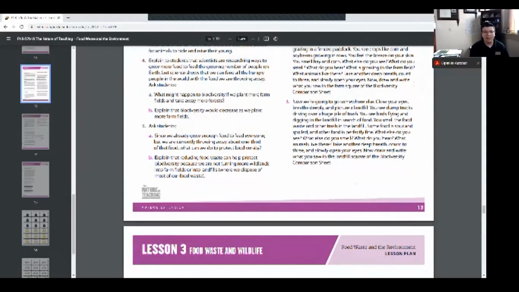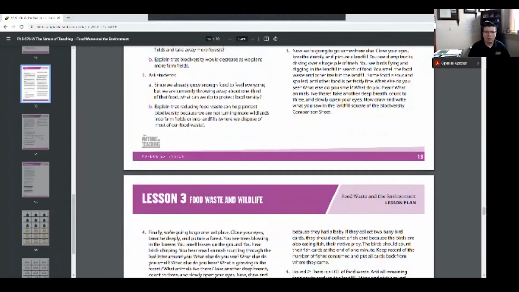Point B, explain that biodiversity would decrease as we plant more farm fields. So knowing that we're already producing enough food if we stopped wasting so much, drive that point home again and discuss that we've already got enough farms. We need to reinvigorate and help those farms. But at the same time, we need to not cut down more forest. We need to preserve, protect, and in some cases, even grow and expand our forest.